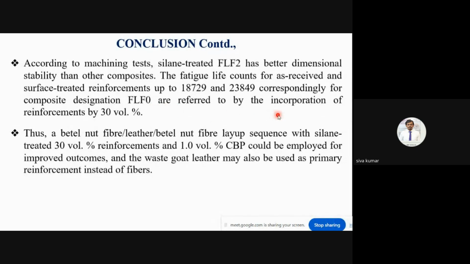obtained by incorporating reinforcement of 30% volume, and the FLF sequence with Ceylon treated 30% volume and 1% CBP, that is nothing but FLF2, could be employed for improved outcomes, and the waste goat leather may also be used as primary reinforcement instead of fibers. So these are the conclusions of my results.